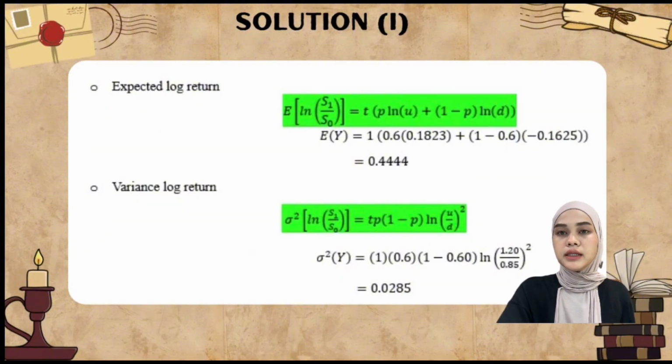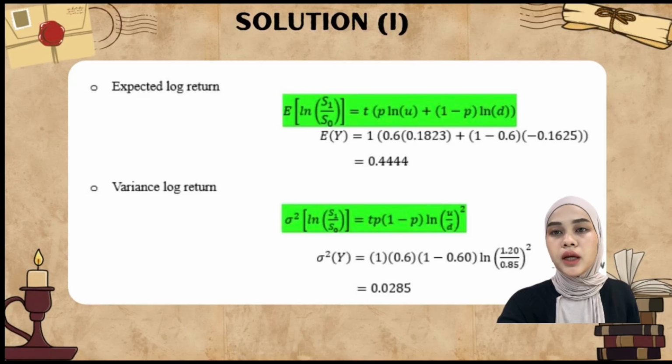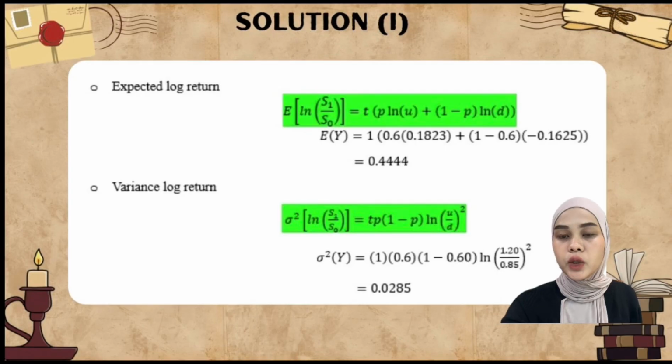Next, we calculate the variance. The formula for a binomial log return is sigma squared Y equal P times 1 minus P times ln U per D to the power of 2. Substituting the values, 0.6 multiplied by 0.4 multiplied by ln 1.20 per 0.85 to the power of 2. First, 1.20 divided by 0.85 equal 1.4118. Then ln 1.4118 equals 0.3448. Squaring it gives 0.3448 to the power of 2 equal to 0.1189. Finally, 0.6 multiplied by 0.4 multiplied by 0.1189. So the answer is 0.0285.